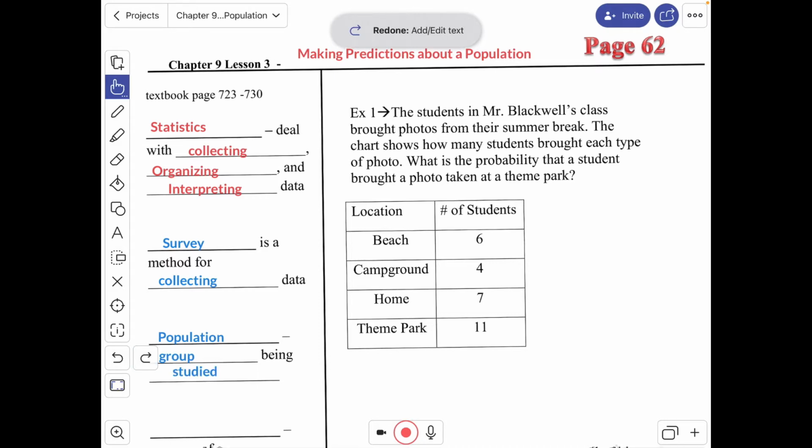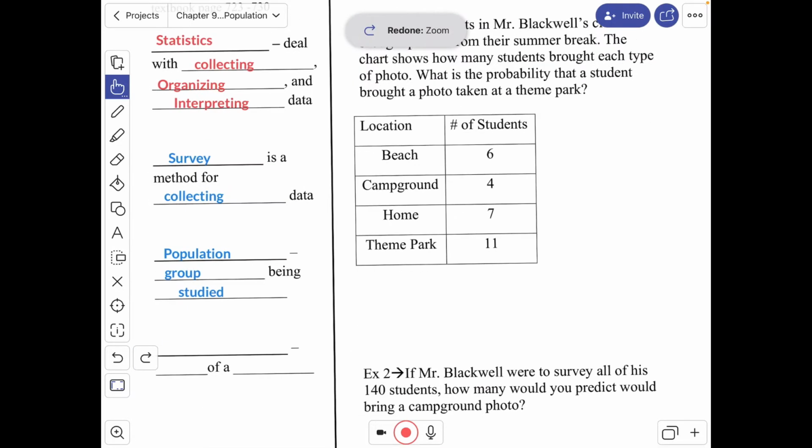For example, my population might be students. And then a sample might be part of the group, or part of the population. So if my population was students, a sample group might be first period.